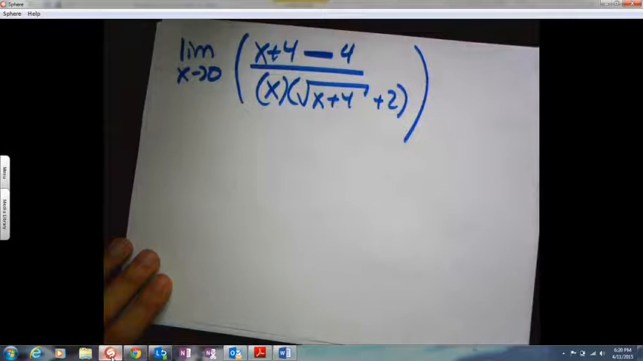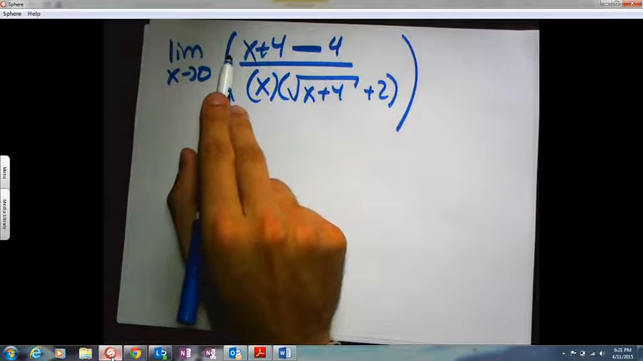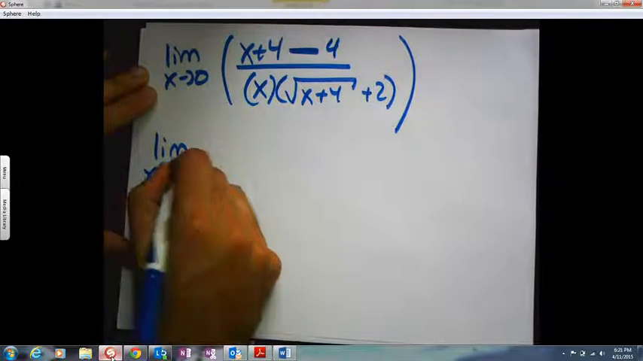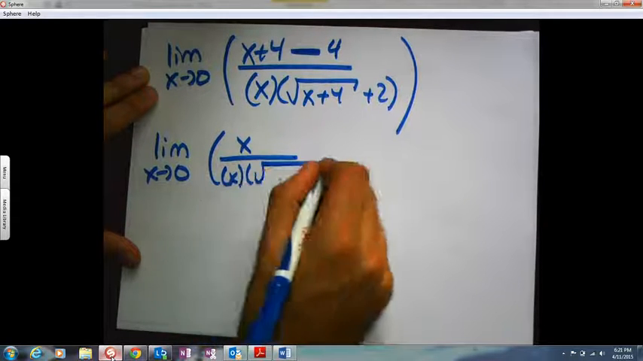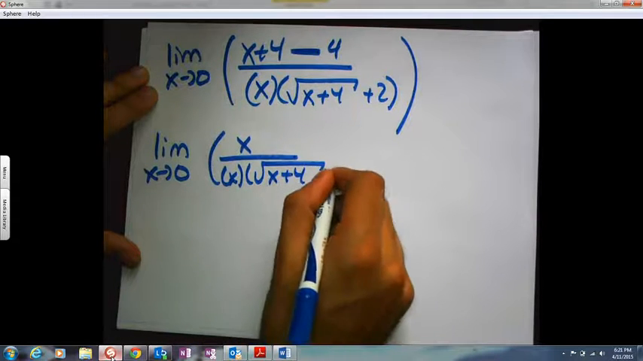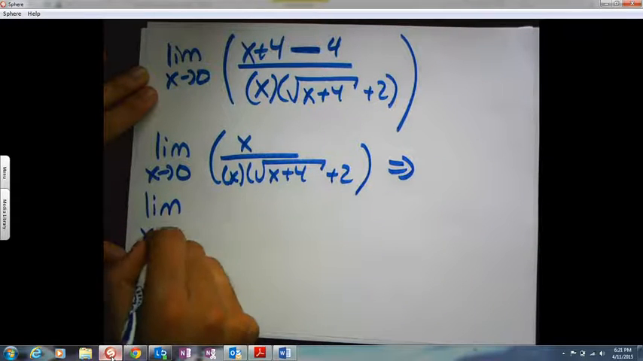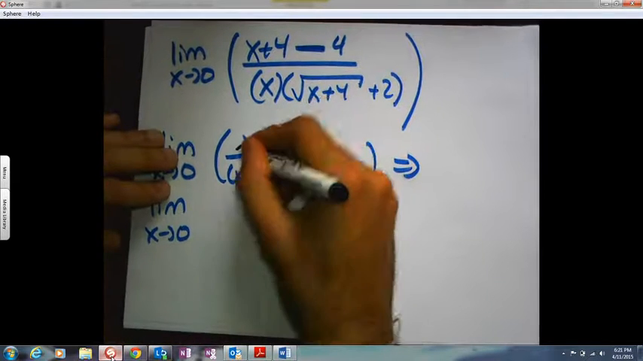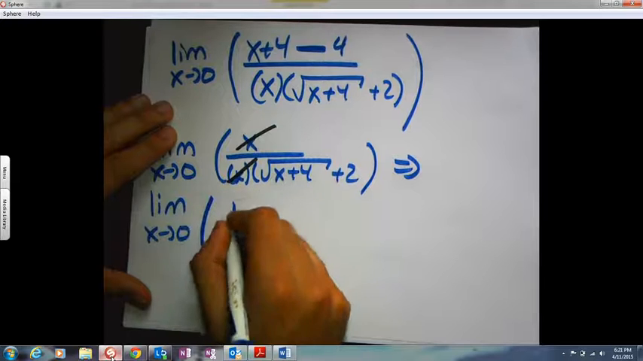So this is a squared minus b squared. Yes, it doesn't have a squared, but that's because it started off as square root. And now you're off to the races. Limit as x goes to 0, get rid of the 4, so you've got x over x times square root of x plus 4 plus 2. Keep going. We've got limit as x goes to 0. These go away. 1 divided by square root of x plus 4 plus 2.